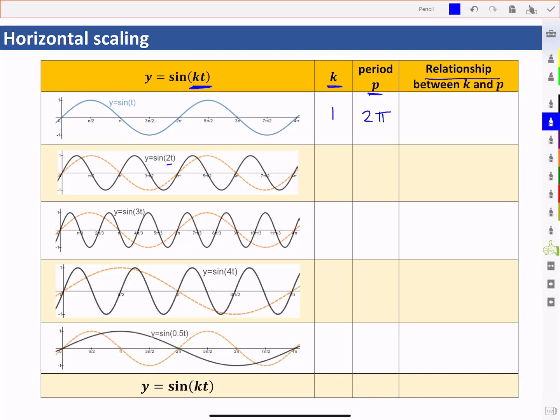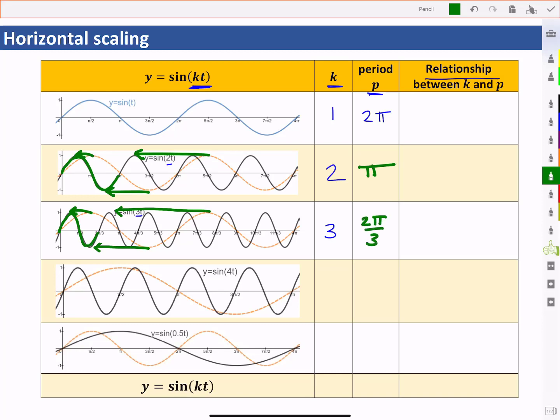The next graph, y equals the sine of 2t, is graphed in black and has a k value of 2. We notice that y equals the sine of 2t is a horizontal compression of y equals the sine of t toward the y-axis, and that the period is pi. Next, y equals the sine of 3t, also graphed in black, has a k value of 3. We notice that y equals the sine of 3t is a horizontal compression of y equals the sine of t toward the y-axis, and that the period is 2 pi over 3.